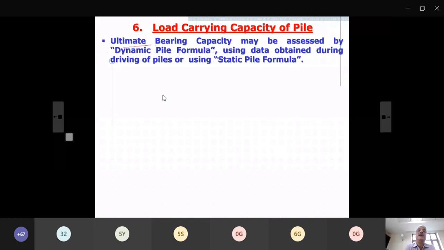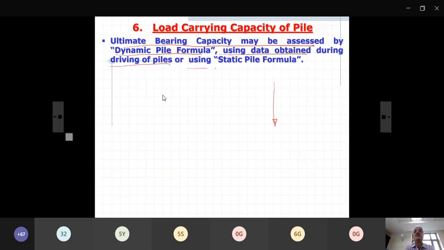So the code says the ultimate load bearing capacity may be assessed by dynamic pile formula. There are many dynamic pile formulas, and basically they use data. When you are driving the pile, especially for driven piles, whatever resistance you are getting is measured; there are several methods of measuring it. Using that resistance, you do the back calculation and try to find out the pile capacity. That is one of the methods, which uses data obtained during driving the piles.